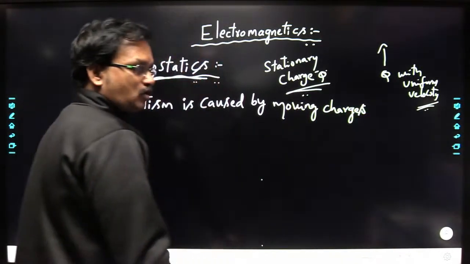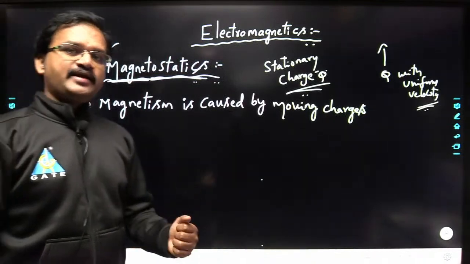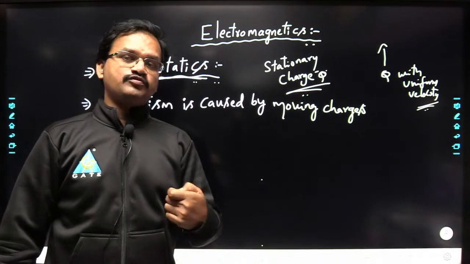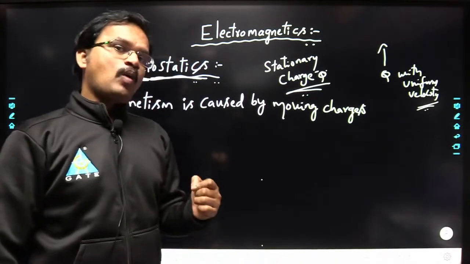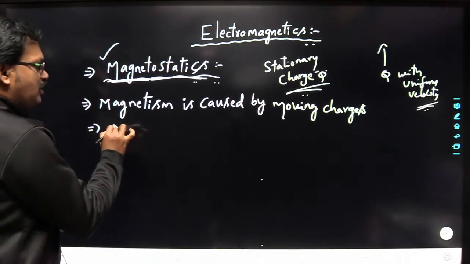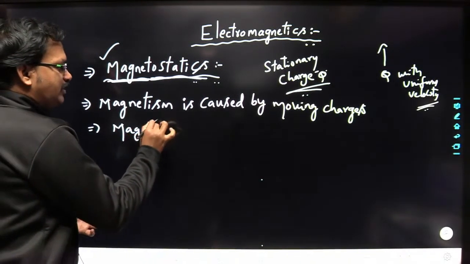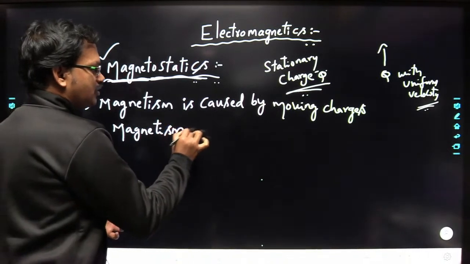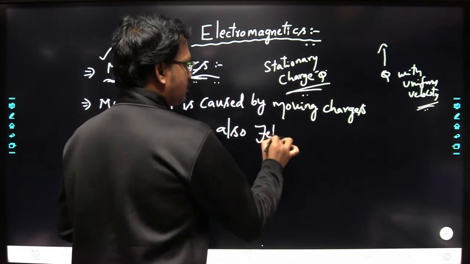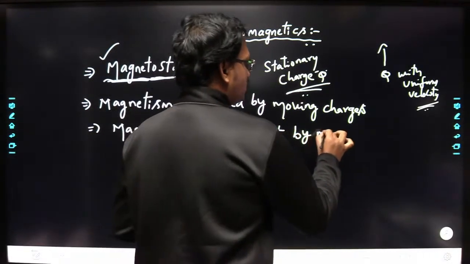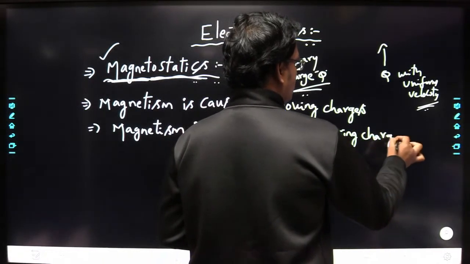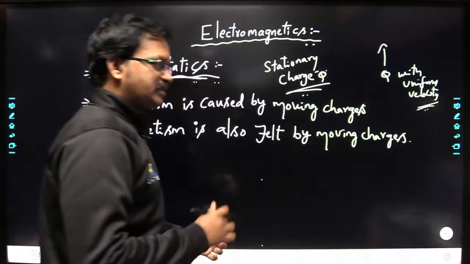Also what I have said here, this magnetism is also felt by only moving charges. So what do I mean by this statement? Here I am saying magnetism is also felt by moving charges, is also felt by only moving charges.